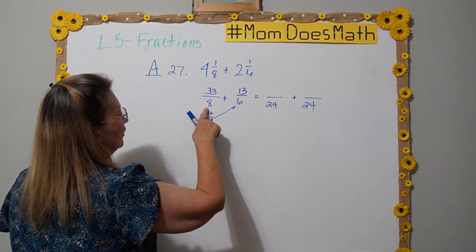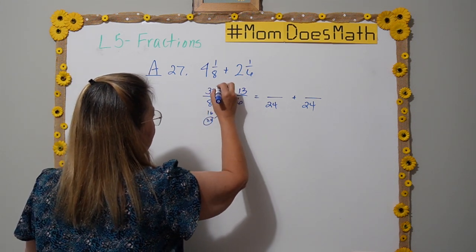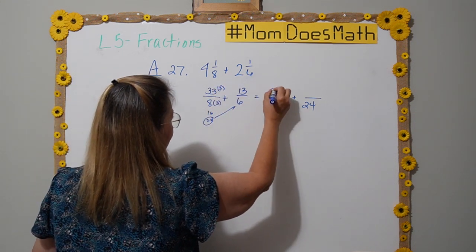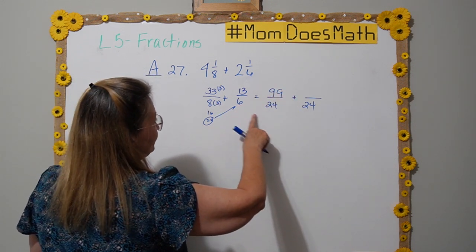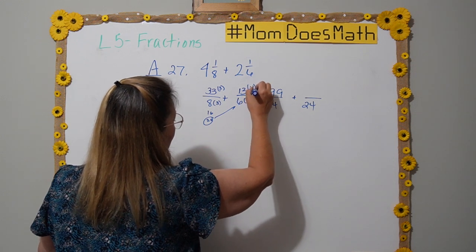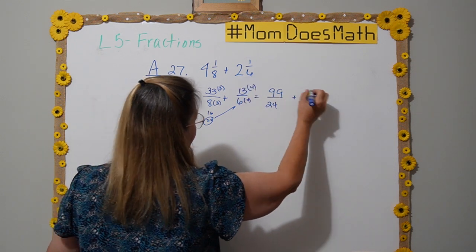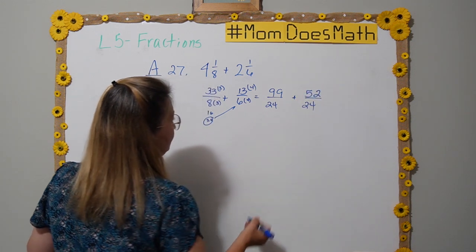All right, what did you multiply 8 by to get 24? Well, you multiplied it by 3. So you've got to multiply 33 by 3. So that's 99. What did you multiply 6 by to get 24? Well, you multiplied it by 4. So you've got to multiply 13 by 4. So that's going to be 4 times 3 is 12, 52.